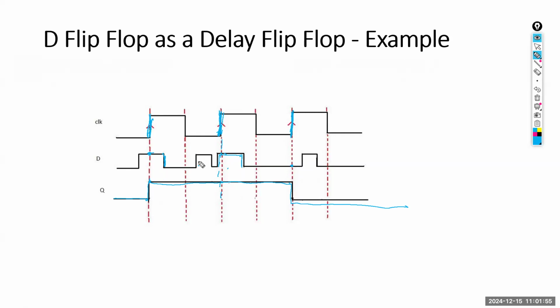Of course, not responding to these spikes is good, but now your data signal is 1 0 0 1, but my output signal is 1 1 1 1. Okay, so there are some practical problems.